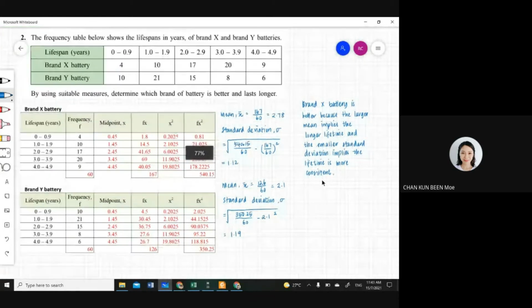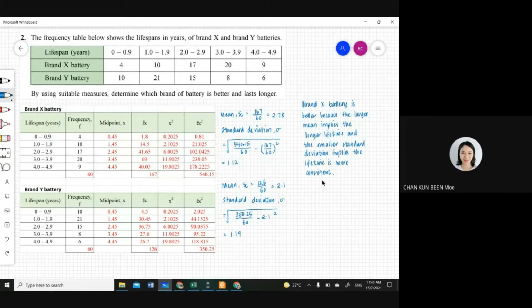Do you have any questions, class? Madam, what if we don't do the table at all, and we just straight away use the calculator? If you don't do the table, do you have the calculation, the working like this? Yes. Yes, can, no problem, as long as you have the working like this.